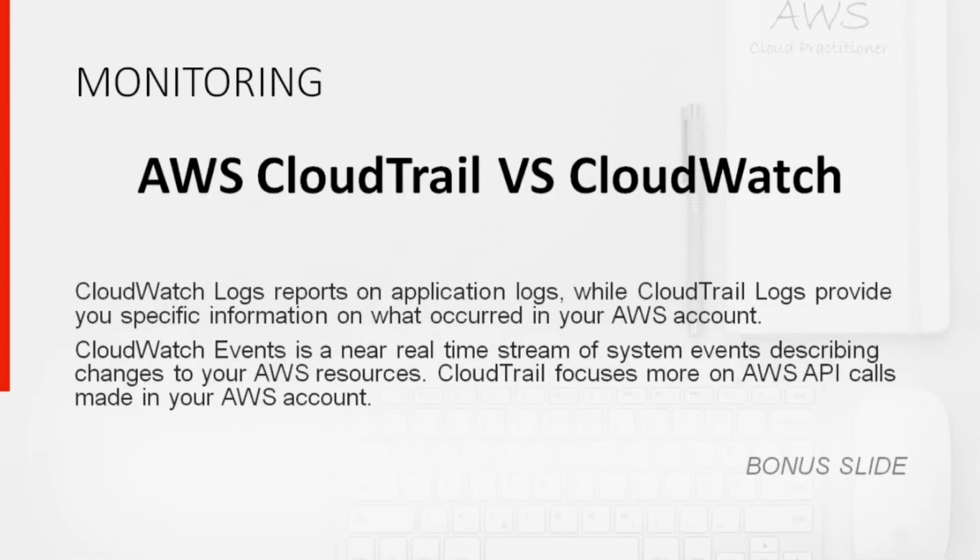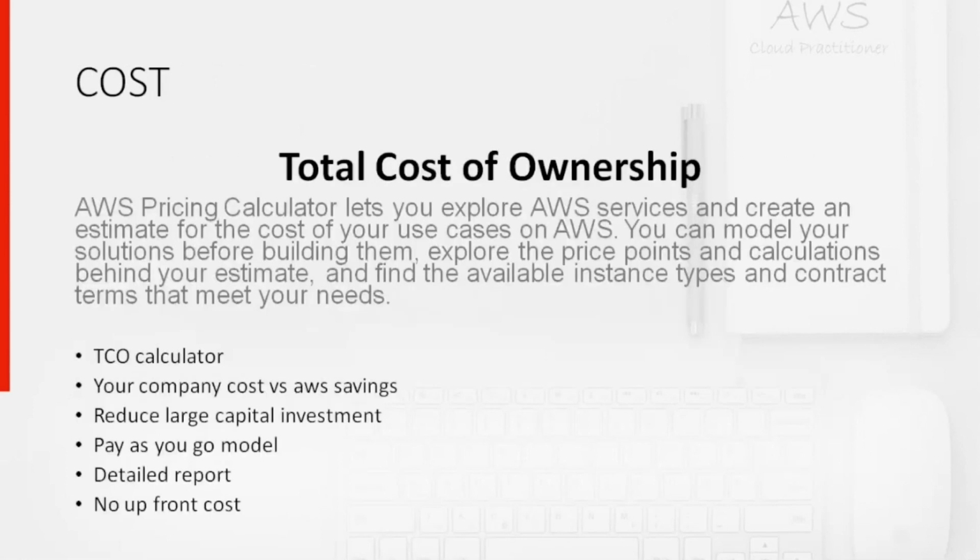Monitoring, AWS CloudTrail versus CloudWatch. CloudWatch logs reports on application logs, while CloudTrail logs provide you specific information on what occurred in your AWS account. CloudWatch Events is a near real-time stream of system events describing changes to your AWS resources. CloudTrail focuses more on AWS API calls made in your AWS account.